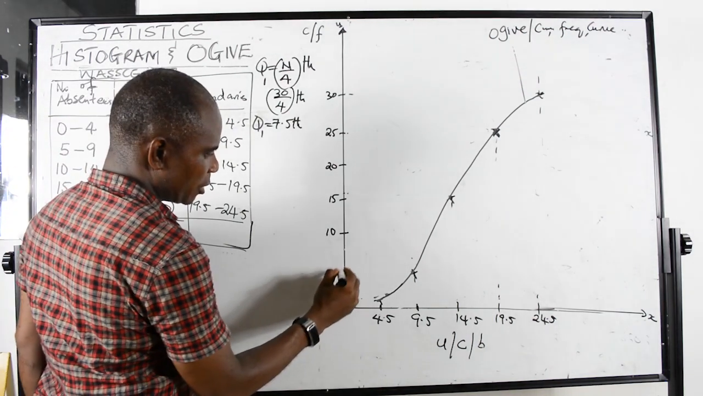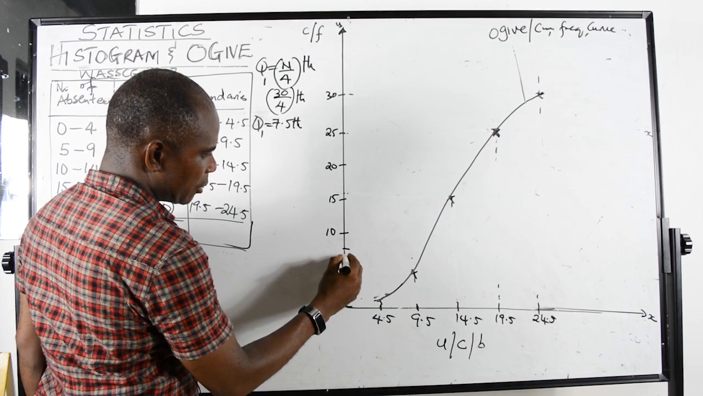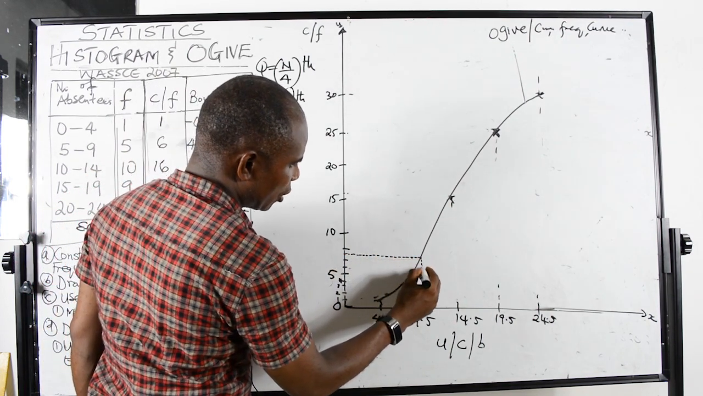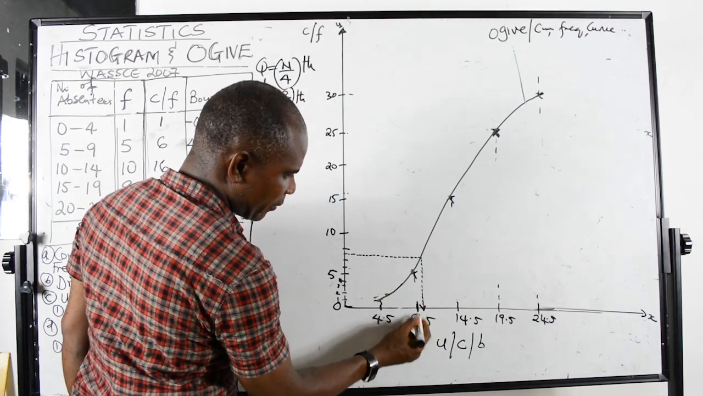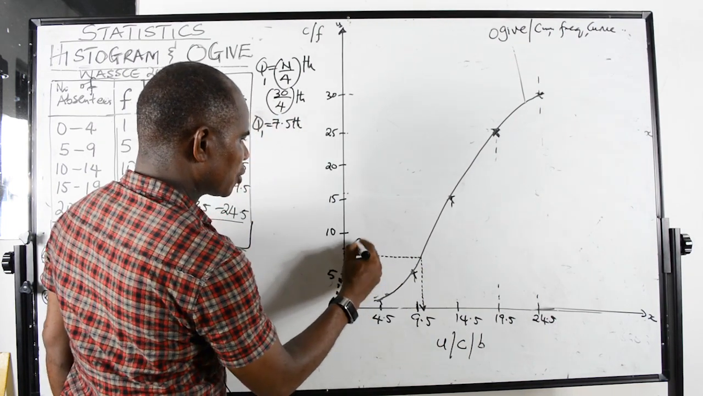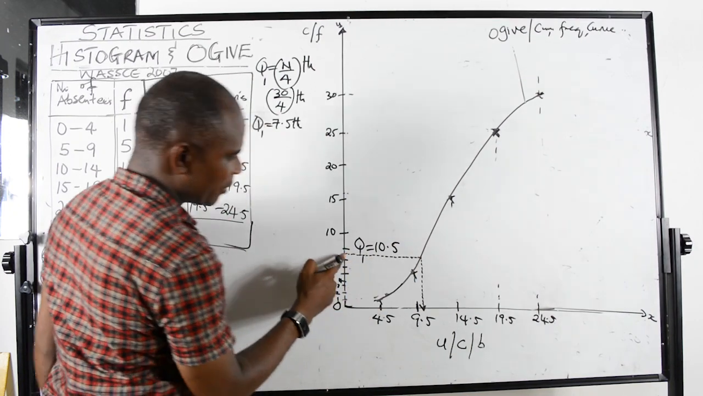So I look for, this is 5, this is 6, this is 7, this is 8. Now this is 7.5, I touch it, I go down and read. From my graph here, let's say this is 9.5, so this could be 10.5 somehow. So let's say quartile 1 is 10.5. I'm reading it from here.